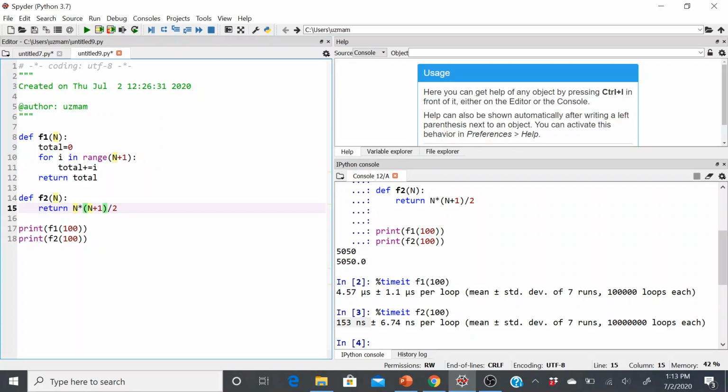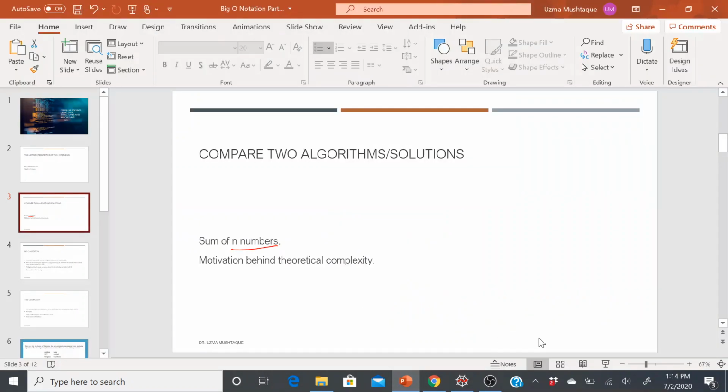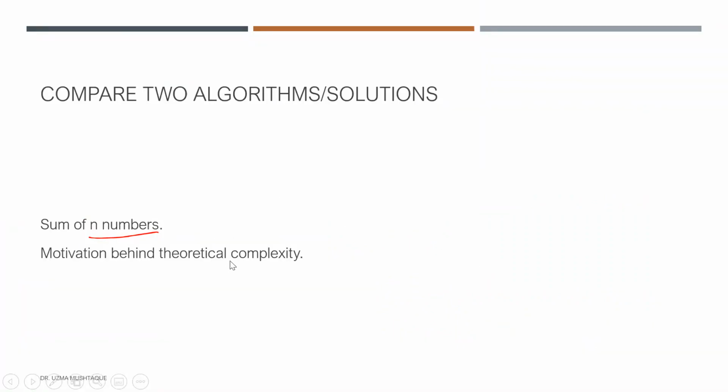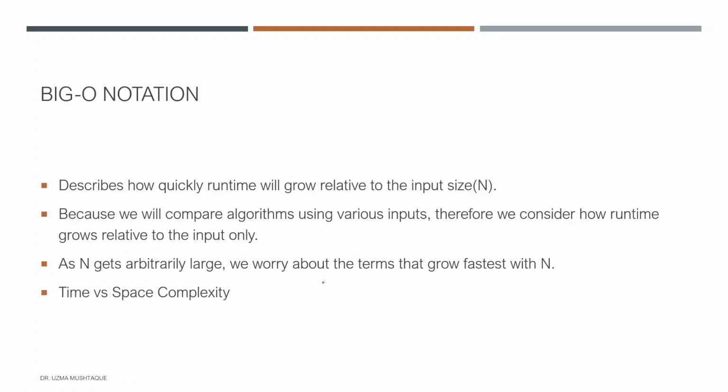So we actually need an objective method to compare two algorithms that is independent of any hardware-related factors, any external factors. To arrive at that, we utilize something known as big O notation. That's the motivation behind big O notation.